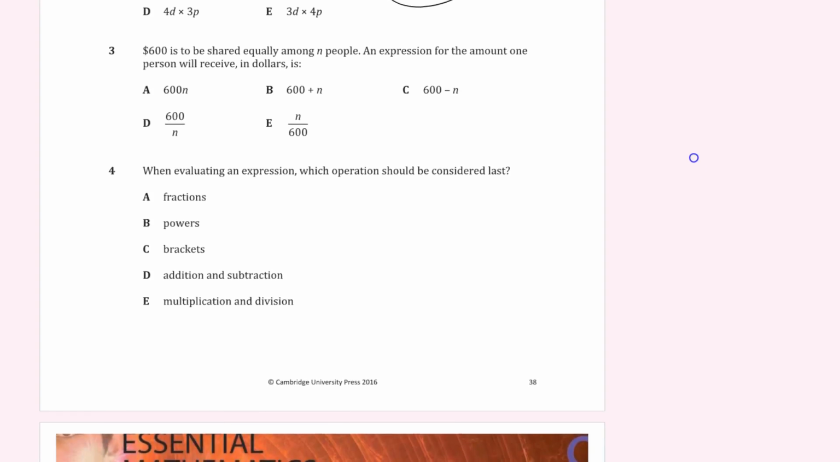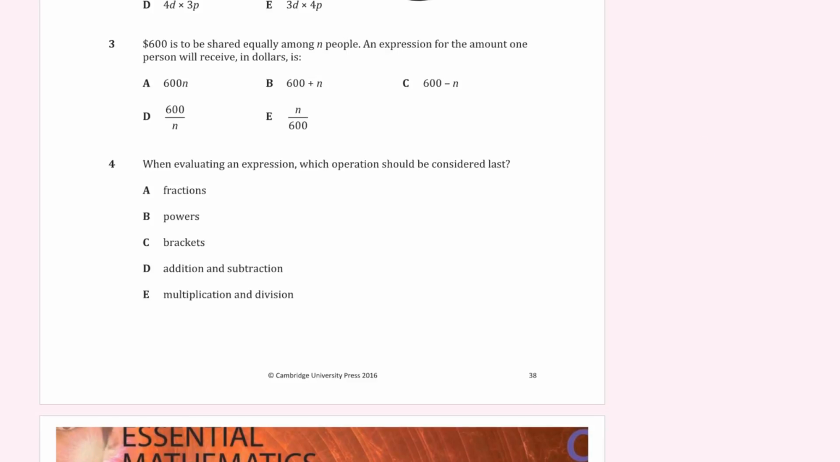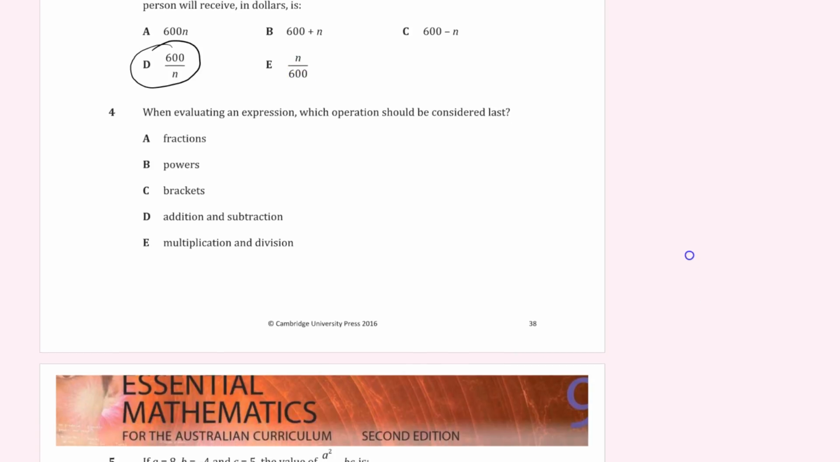$600 is to be shared equally among N people. Write an expression for the amount one person will receive in dollars. Now, we had this on the first test, and a few of us got it upside down. Let's have a think. The amount I have is 600. I've got to divide it equally. Sharing equally is division, so divided by N people. So 600 divided by N. Dividing people into 600 pieces doesn't make a lot of sense, does it? So that's how we can remember that one.